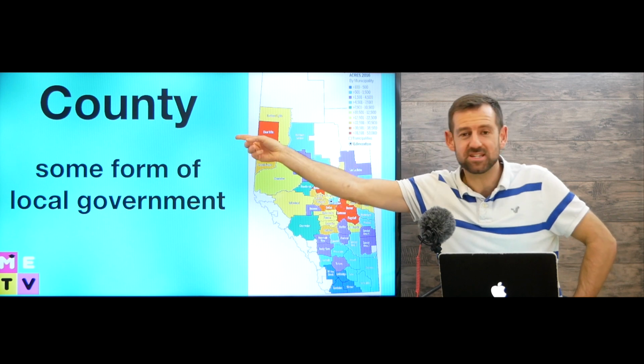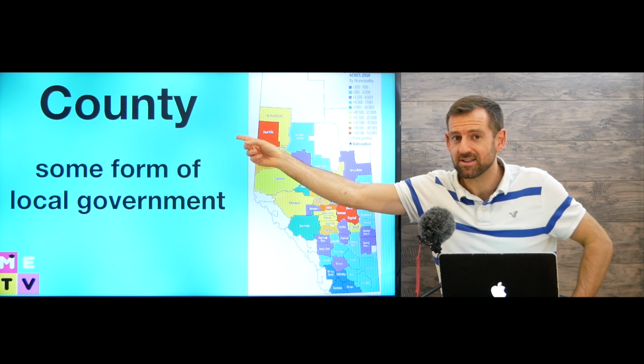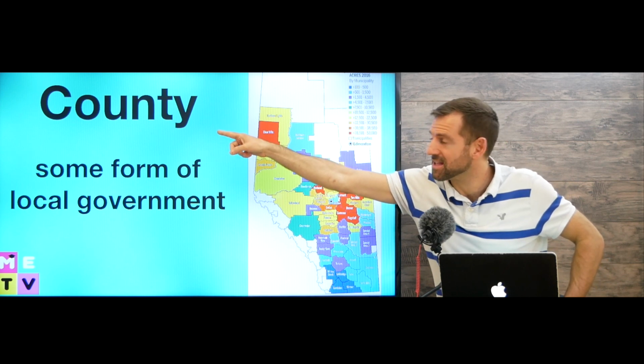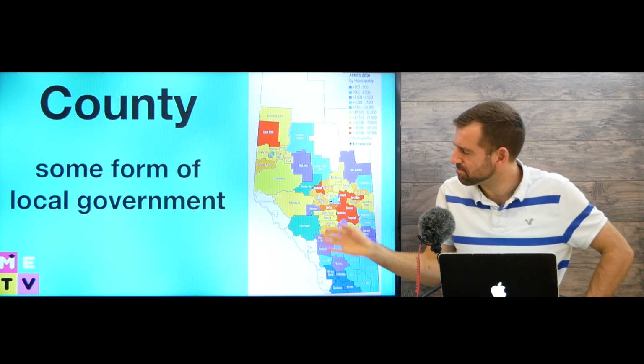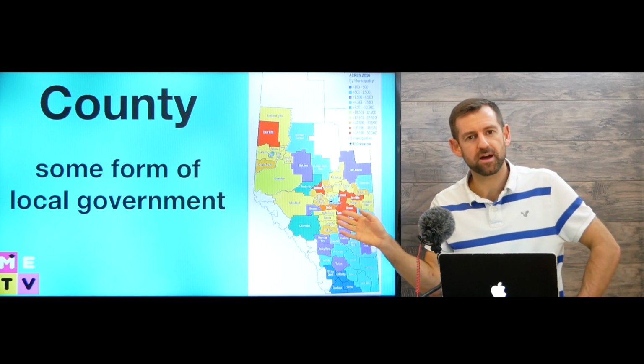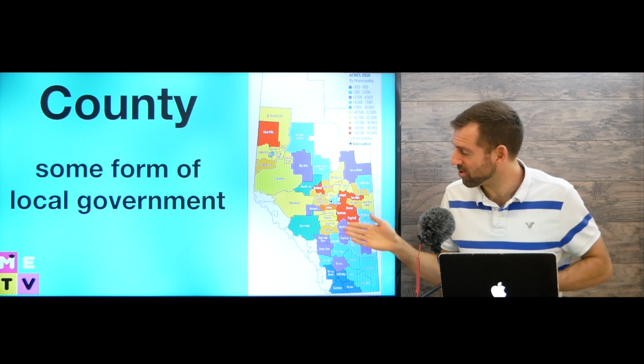Okay. County. Do you know what a county is? Not country. Okay. There's no R. It's county. Okay. Take a look at this. This is a map of Alberta. Alberta is a province here in Canada. I live in Alberta.